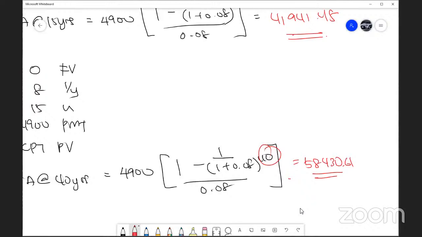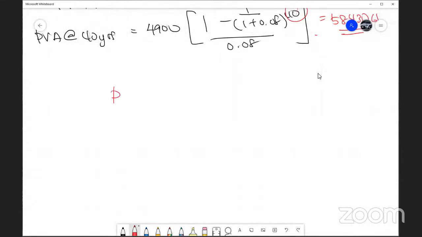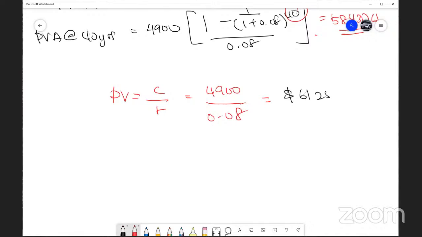All right. And lastly, they ask you to find what if it's forever. So the forever formula is PV equals C divided by R. 4,900 divided by 0.08. How much if it's a forever payment to you? So at the present value, you need to pay 61,250 to enjoy 4,900 forever.